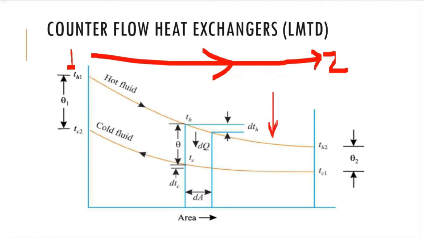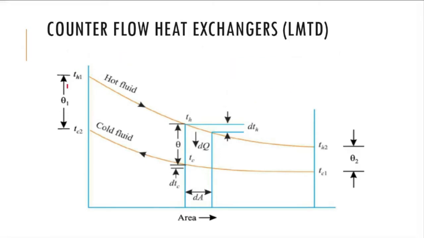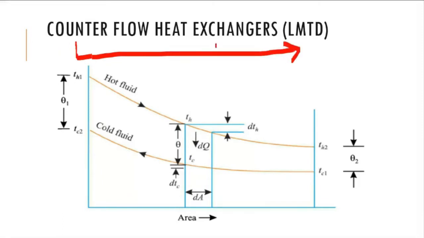The temperature is decreasing. For this area dA, will the dTh value be positive or negative? This is the drop in temperature across the area dA, so it is negative. It is going to be negative because the temperature is dropping in the positive direction of analysis. Our direction of analysis is from left to right, from section 1 to section 2.